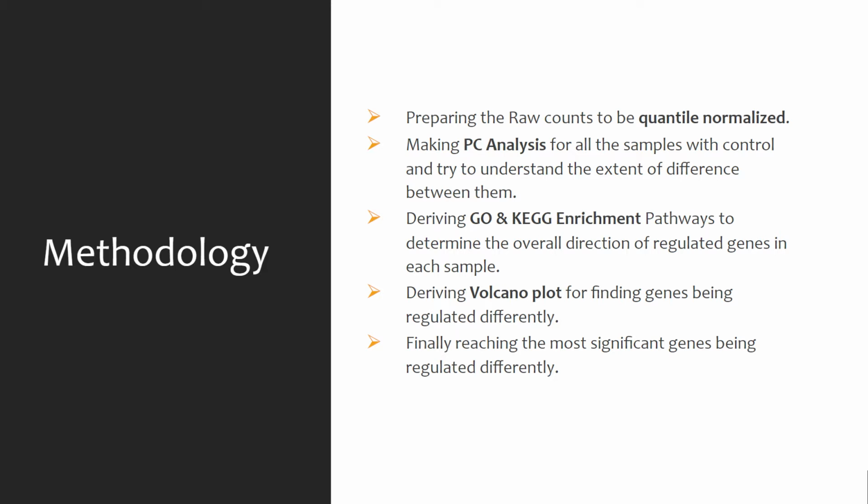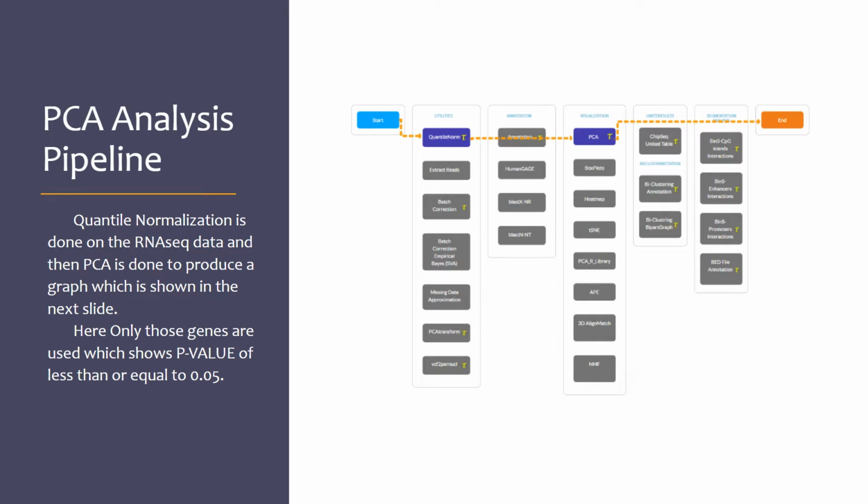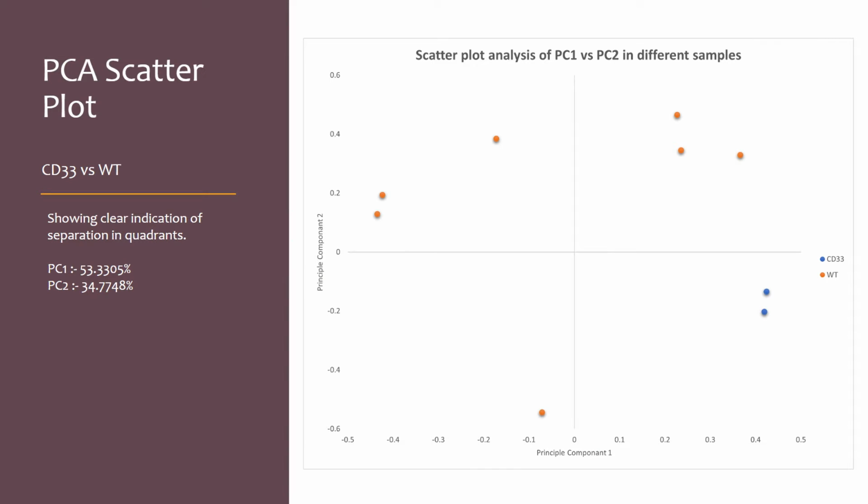Coming on to the PCA analysis pipeline, we have used the tau-info browser provided by the Omics Logic website to do all our work, and as shown in the diagram in the slide, we have adopted this pathway to perform our PCA analysis. We provided our raw counts, then performed our quantile normalization, and then a PCA function was added to it, and we got our results.